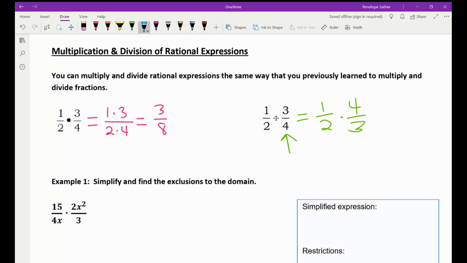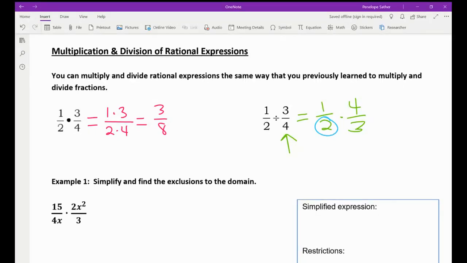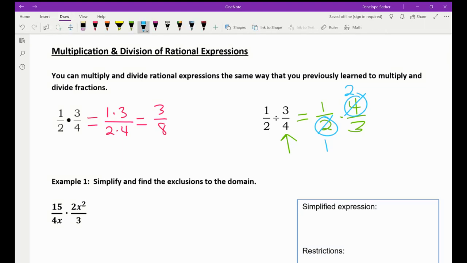1 doesn't reduce, it is reduced. 3 doesn't really reduce either, but if you look at the 2 and the 4, you can divide each of those terms by 2. 2 divided by 2 would be 1, 4 divided by 2 would be 2, and so now the problem turns into, as you look across the top, 1 times 2, which is just 2. And then across the bottom of the problem, you'll be doing 1 times 3, which is just 3. So our final answer ends up being 2 divided by 3.